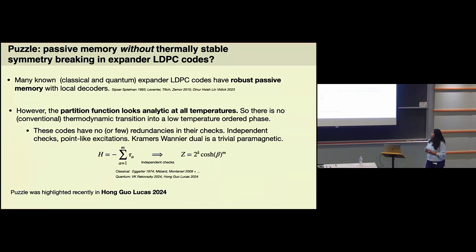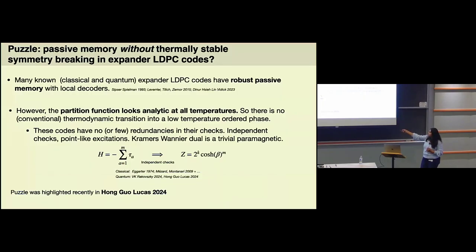The way to understand it is that many of these models have no or few redundancies in their checks, which is just another way of saying that every check is independent, like in a 1D Ising model with open boundary conditions. So if you do a Kramers-Wannier transformation, you can write a Hamiltonian purely in terms of the checks, each of which is independent.